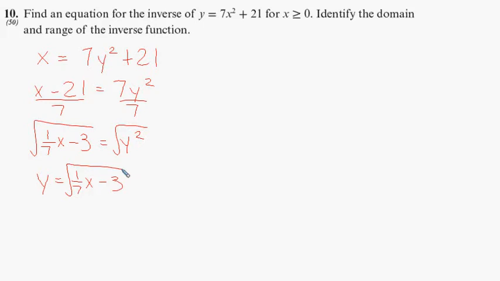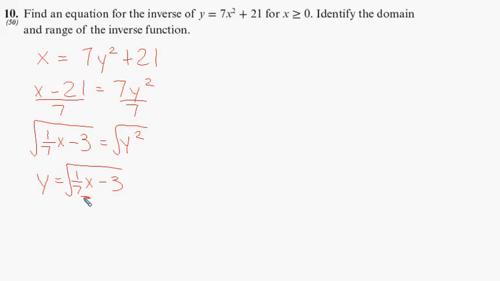Okay, so the question we need to ask ourselves is what values of x are going to give us a negative value under the radical? So look right here and let's just start with something easy. Plug in a 7 for x. When you take 1/7 times 7, you get 1. Then if you take 1 minus 3, that gives you negative 2. That's a negative under the radical, which means that we cannot use 7.